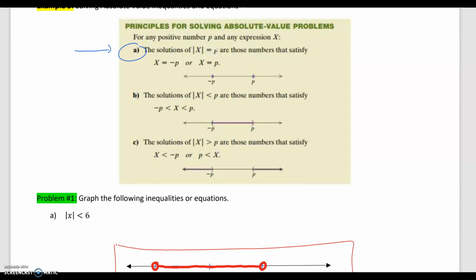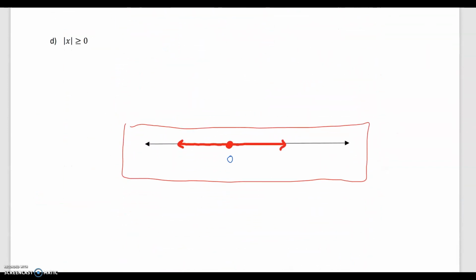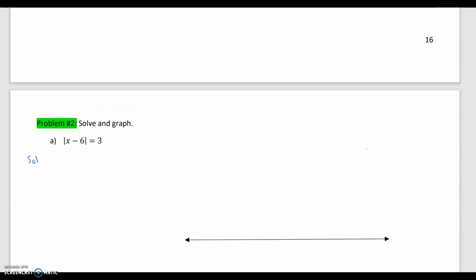So in this case, it's going to be scenario A here. If you have an unknown equal to P, you're going to solve the unknown equal to negative P or the unknown equal to P. And we're just going to end up with two possible solutions. So for example, on problem A, we're going to have to solve two technically equations. The first one's just going to be x minus 6 is equal to -3, or the second one is going to be x minus 6 is equal to 3. So I'm setting the negative P and the P.